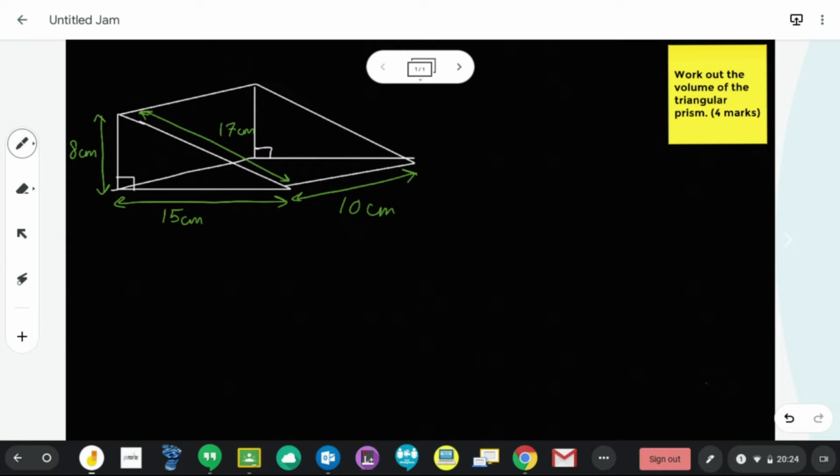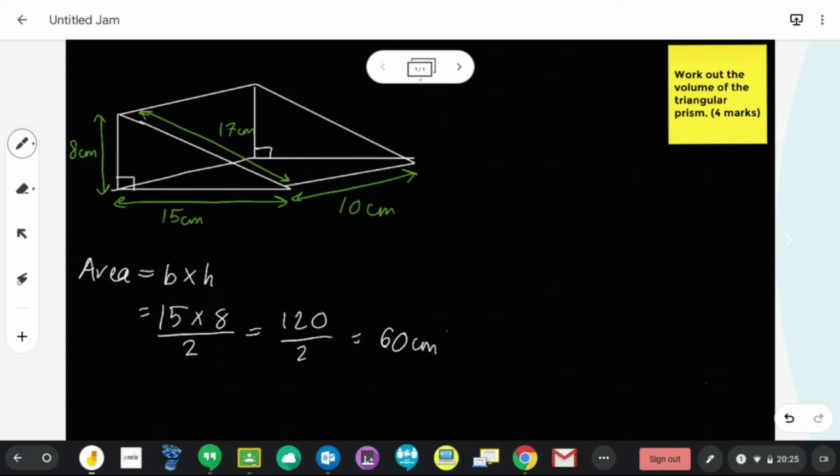The following question asks you to work out the volume of a triangular prism. So you start off first with calculating the area of this side. Now to calculate that, you need to calculate the area of a triangle. In order to do that, write the formula down. Area equals base times height over 2, which in this case is 15 times 8 over 2, which is 120 divided by 2, which is 60 centimeters squared.